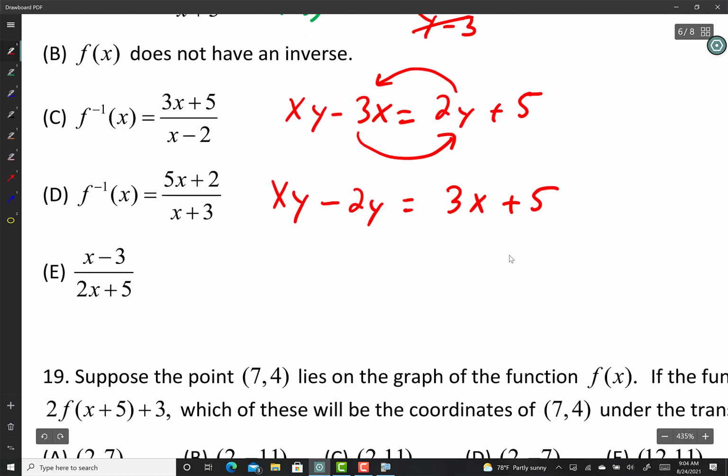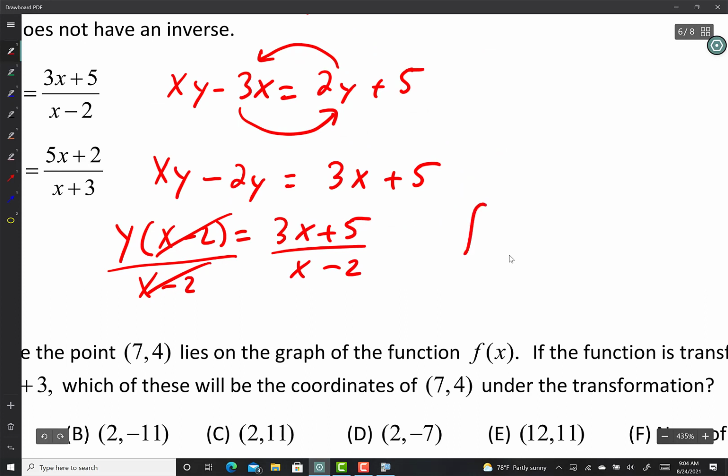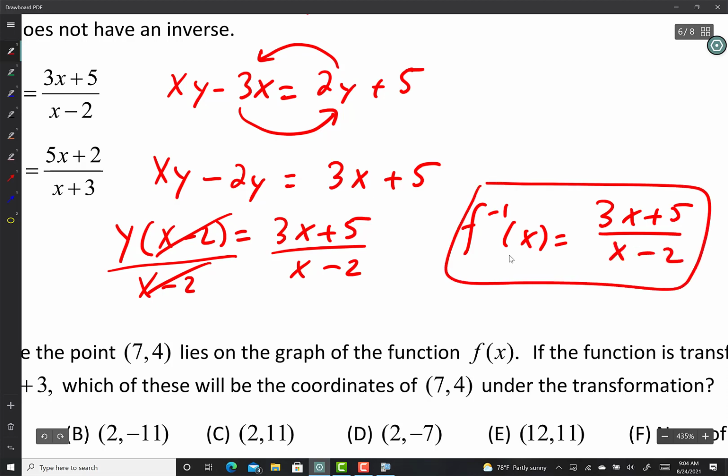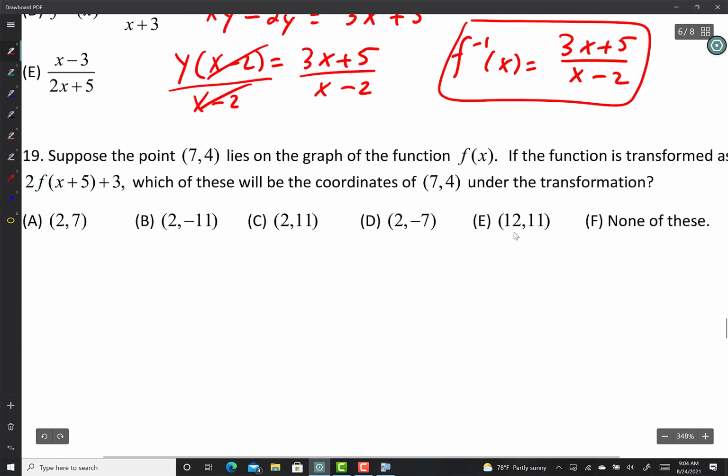And now that I have it looking like that, I'm going to factor out a y. So I'm going to have y times x minus 2 equals 3x plus 5. And what you're trying to isolate is the y. So you just divide by x minus 2. And that is your inverse. So you go f negative 1 of x equals 3x plus 5 over x minus 2. We're okay so far, guys? Too simple, right? All right.